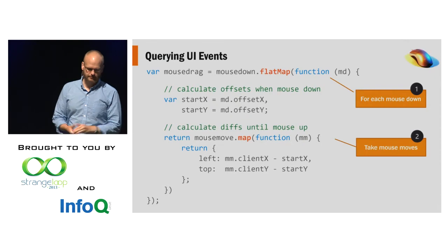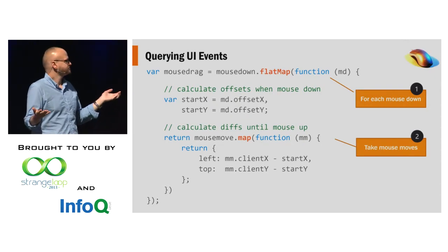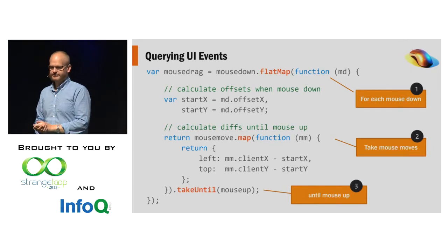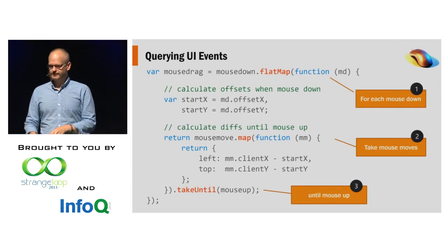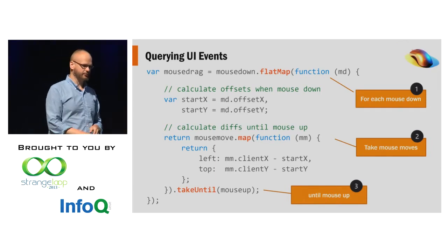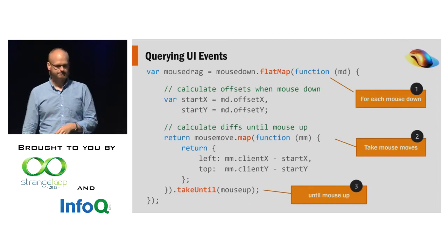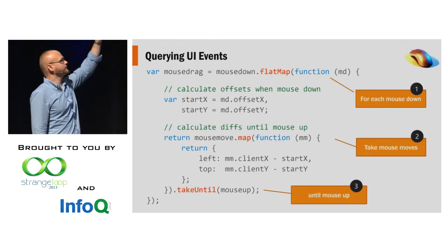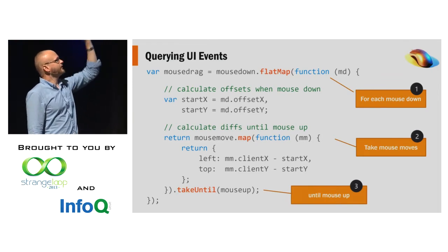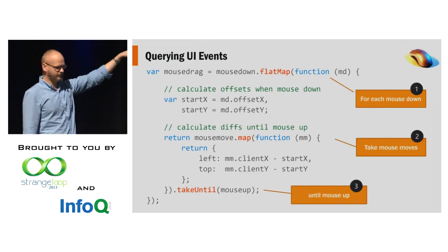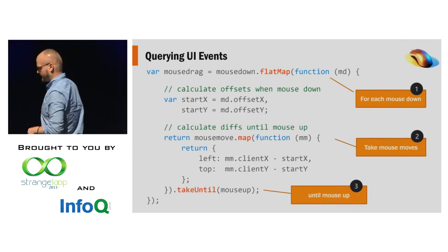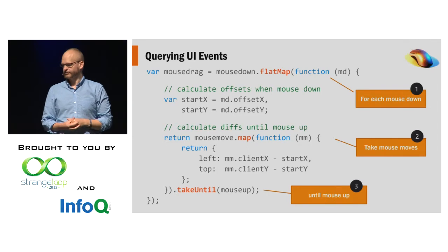That's all well and good, but how about mouse up? Well, what we can do is we can just automatically say .takeUntil mouse up, and what that does is that immediately stops the observable sequence and goes, aha, we're done. So what we have here is deterministic behavior where we are literally saying mouse down, mouse move until mouse up, fully calculating everything.